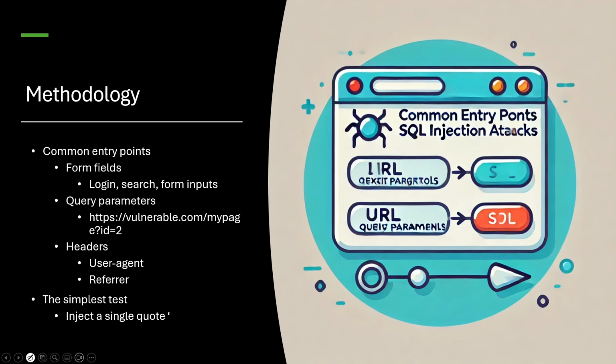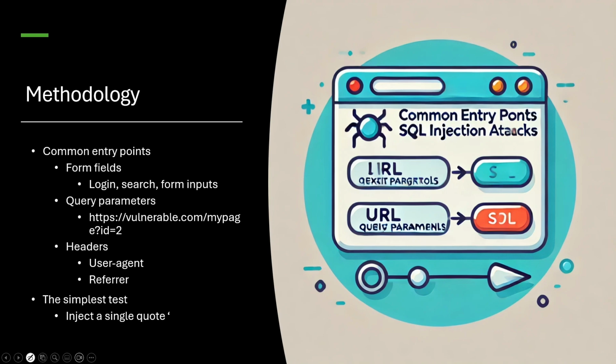Now that we have discussed some of the core concepts, next comes the methodology. In other words, how to find SQL injection vulnerabilities. The common entry points for SQL injection are form fields, query parameters, and headers. Form fields are, for example, login forms or a search feature or any input submitted in a POST request that potentially is passed or rendered by the database.